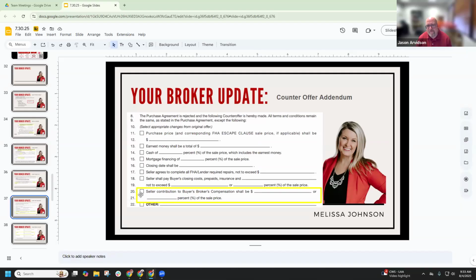Can you tell that almost every single one of these has to do with this compensation thing? Seller contribution to buyer's brokerage shall be blank or blank % of the sales price. This is in the counter offer. This did not used to be in there, but if you made an offer and they countered that offer at a lower compensation rate, this is how you do that.